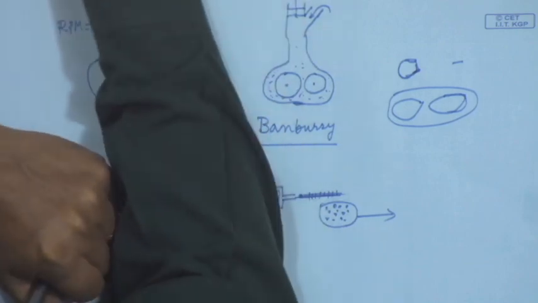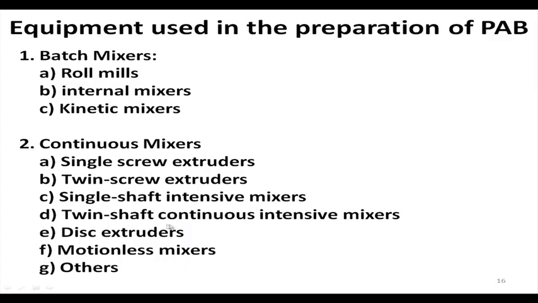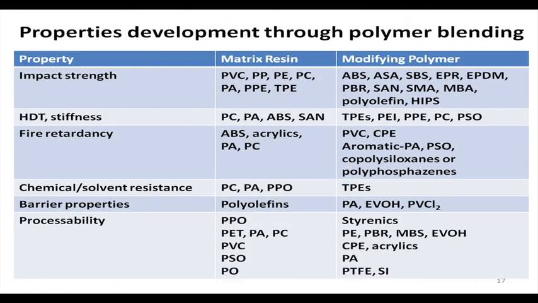So, we can have different types of screw extruders, single screw extruder, twin screw extruders, single shaft intensive mixer, twin shaft continuous intensive mixer, disc extruders, motionless mixers, others. Since there is no scope for discussing the details of these different types of batch mixers or continuous mixers, just a mention is sufficient about the different types of mixers available for making polymer blends.